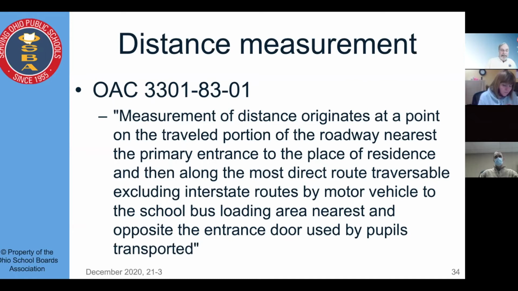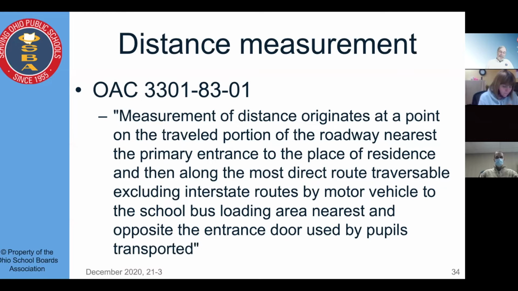traversable by direct distance by motor vehicle to the school bus loading area nearest and opposite the entrance door. So you go up the driveway to the school and you stop measuring where the buses unload next to the entrance door. All right, so you start at home at the driveway, shortest driving distance, go to school, go up the driveway, you stop measuring when you get to the front door. All right, so that's the measuring distance.